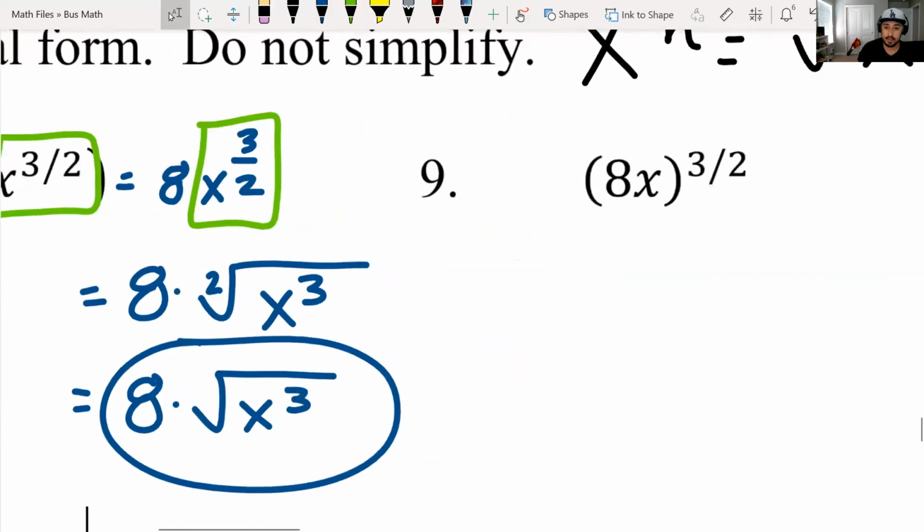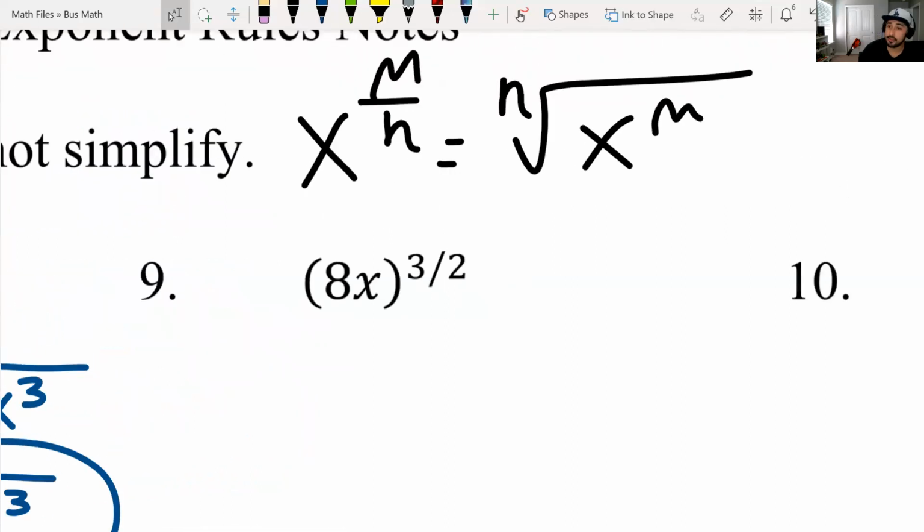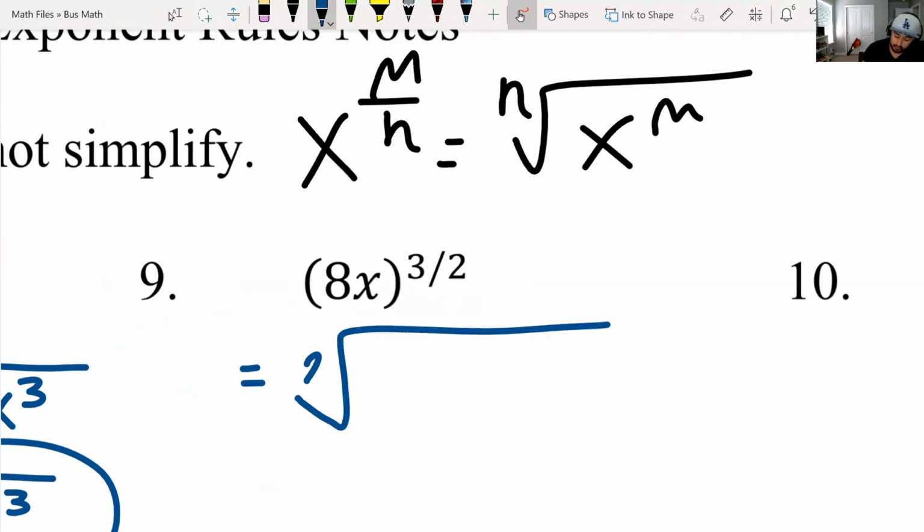Now, here is where it matters. Now, this one's different because it's 8x to the 3/2. Now, 8x is inside the parentheses. This means that both terms are being raised to the 3/2. So, all we have to do is, well, just convert this to radical. Here, I will get, again, the square root of parentheses 8x cubed.